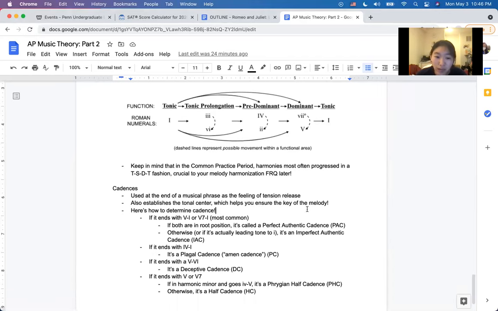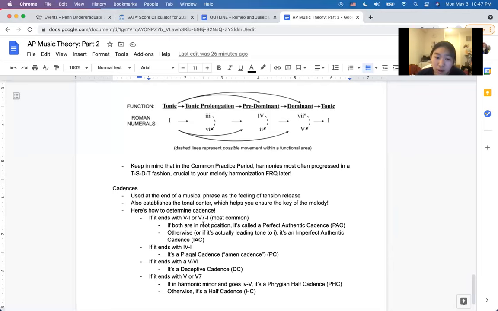So here's how to determine cadence. There are many of these, so make sure you remember each one of them as you're going to be asked to identify them very often. If it ends with 1, well, most of them end with 1. If it ends with 5 to 1 or 5, 7 to 1, these are most common and they are what's called an authentic cadence. If both the 5 chord and the 1 chord are in root position, this is a necessity, as crazy as it sounds. You need to be sure that it's in root position for it to be a perfect authentic cadence. And if it's a 4-part voice thing, you also need the soprano to have the bass note doubled.